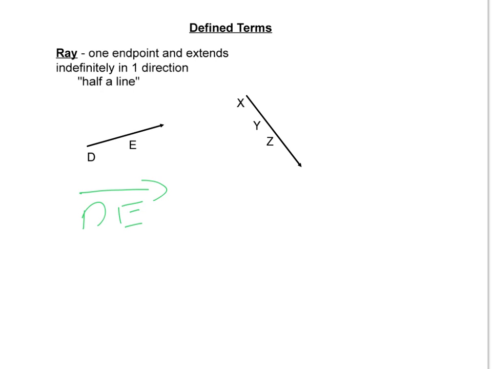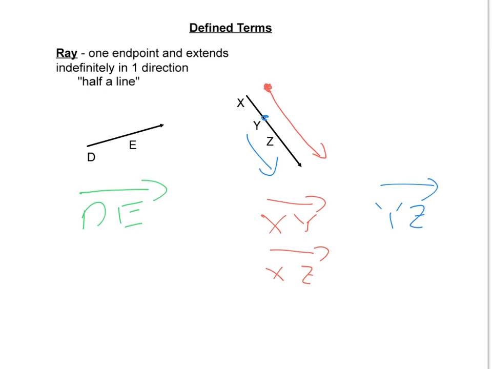So this ray right here is ray XZ or ray XY, but my first point must be the endpoint, so point X. So I can call this either XY, I could call it XZ. Either of those two names would be correct. I cannot call this YZ because YZ would be just that little ray, or that's a little bit less of a ray, starting right there at Y.